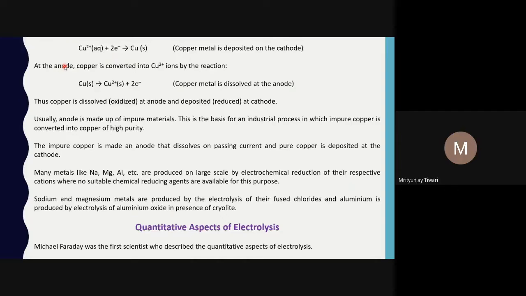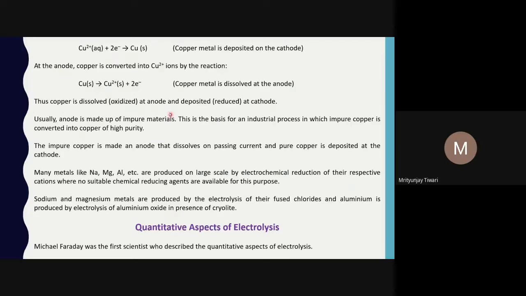So in that case, what will happen even if you use that impure copper? Only copper will be dissolved into copper ions. What does it mean? At the cathode, pure copper will be deposited. So what will you do? You will purify copper. By electrolytic processes, the electrolysis, people obtain 99.99% purity. So thus copper is dissolved at the anode and deposited at the cathode.